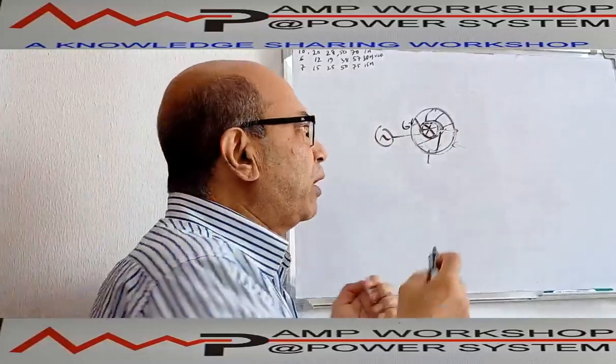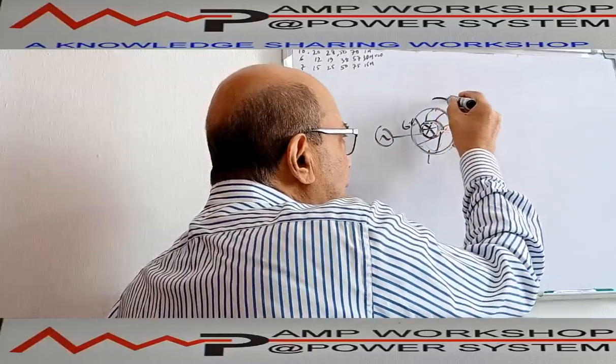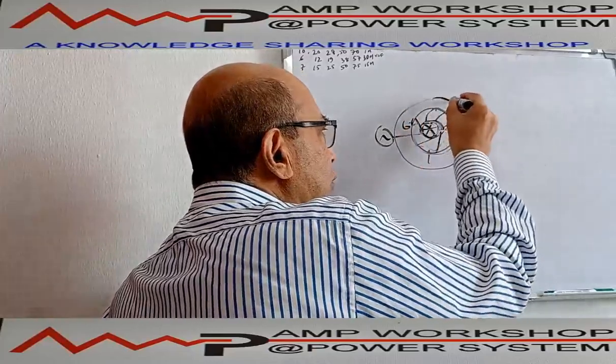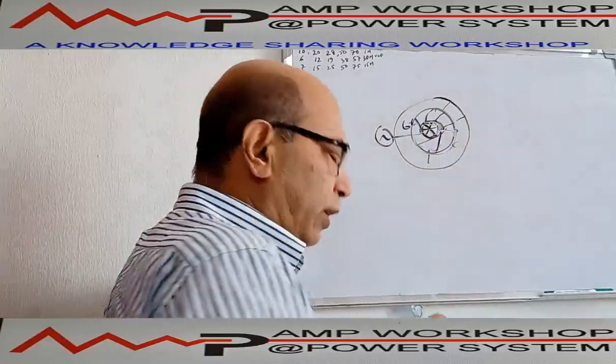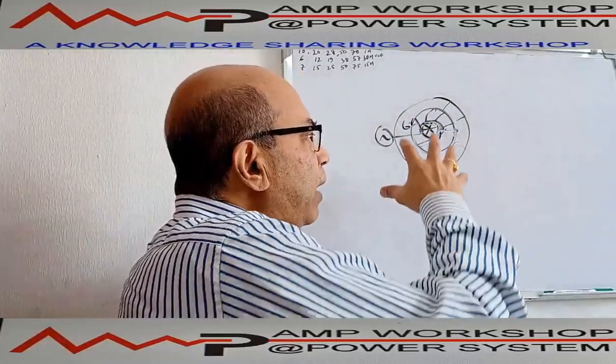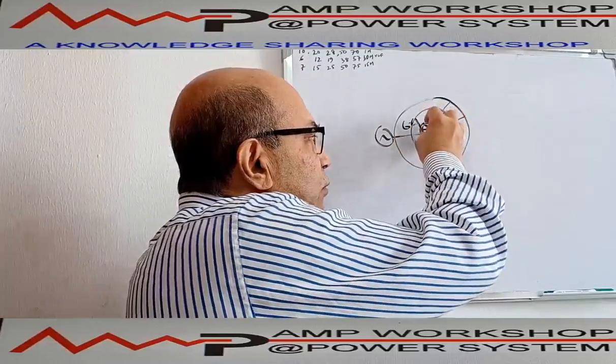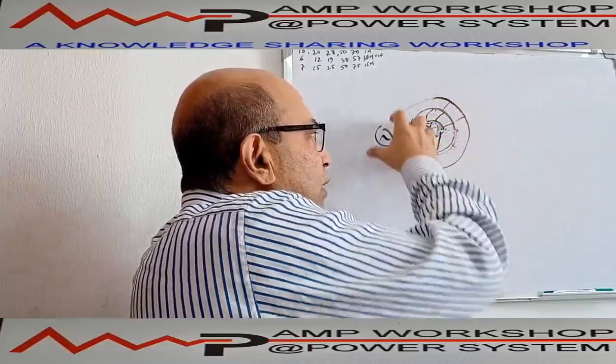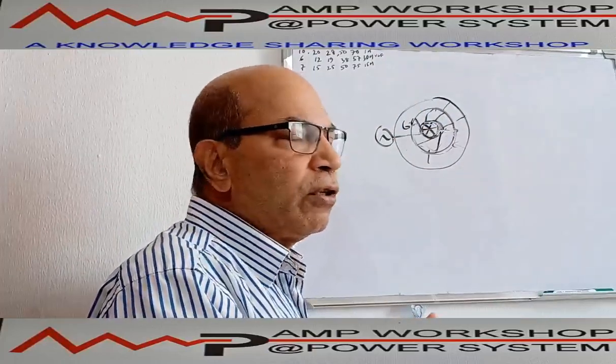So how do we protect it? We protect it by putting some other cover over this, so that it will be protected from the ambient condition. So these are the three parts. One part is the conductor, one part is the insulation, and some protection for the insulation is also required.